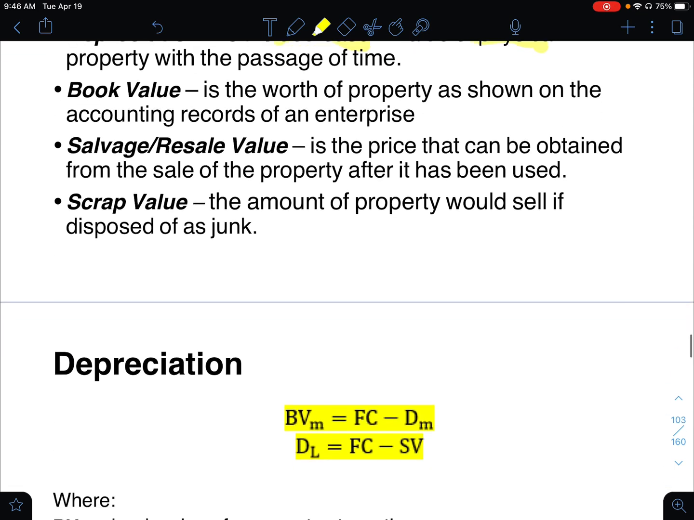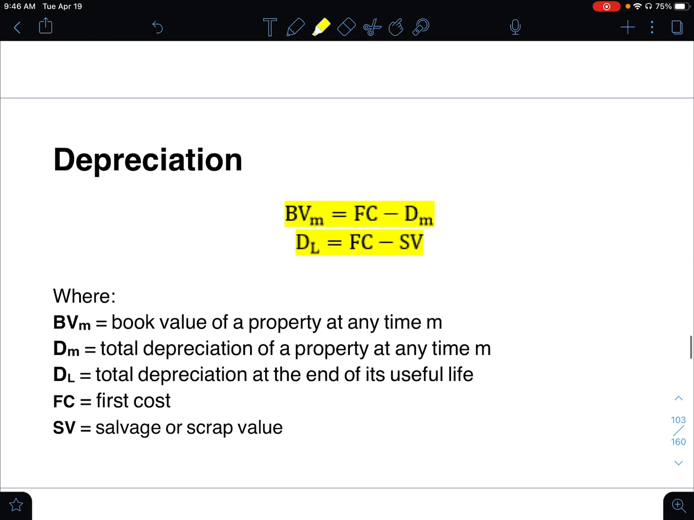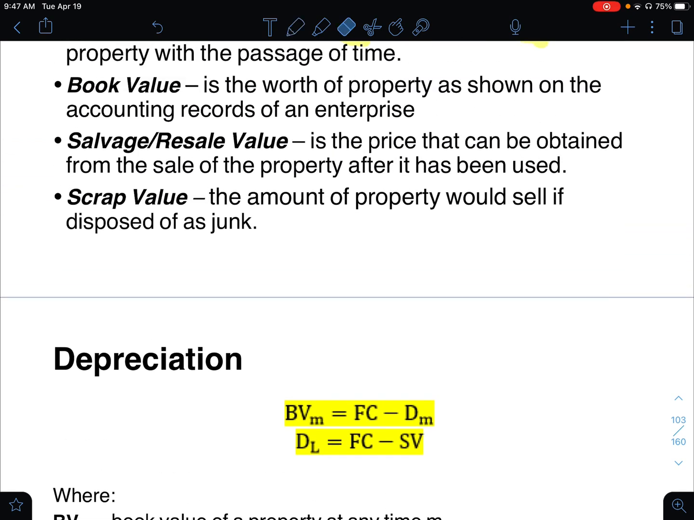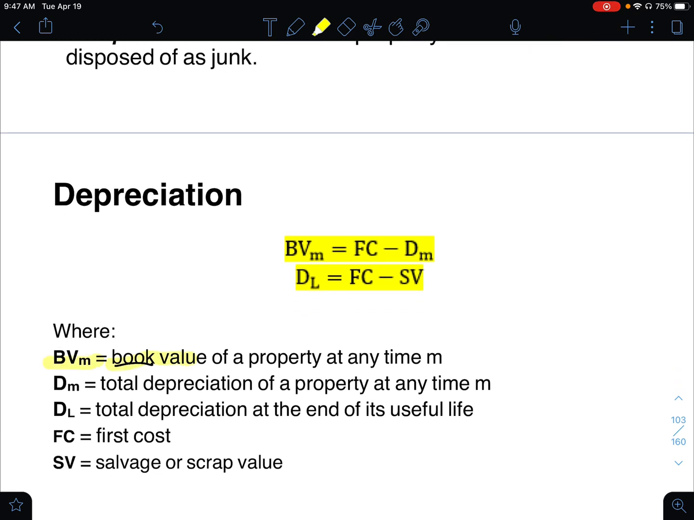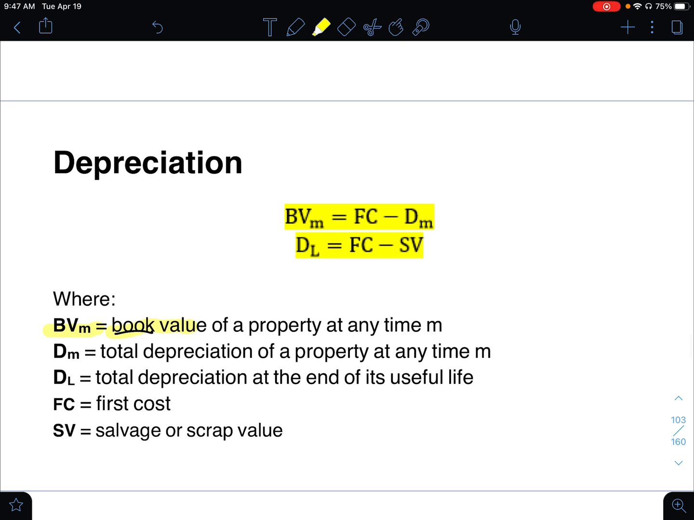In depreciation class, we have this formula: BVM. BVM is equal to FC minus DM, in which BVM is the book value of a property at any time. Earlier we said book value is the worth of property as shown on the accounting records of an enterprise. FC is the first cost, and DM is the total depreciation of a property at any time.